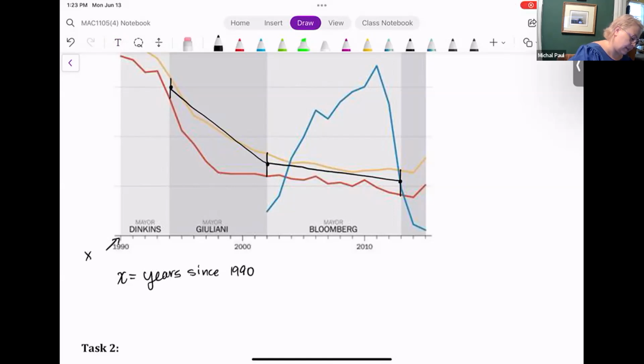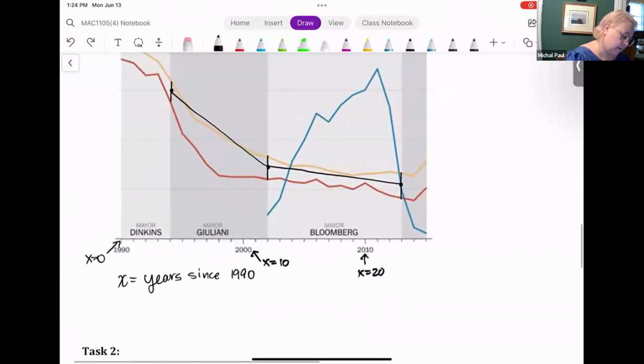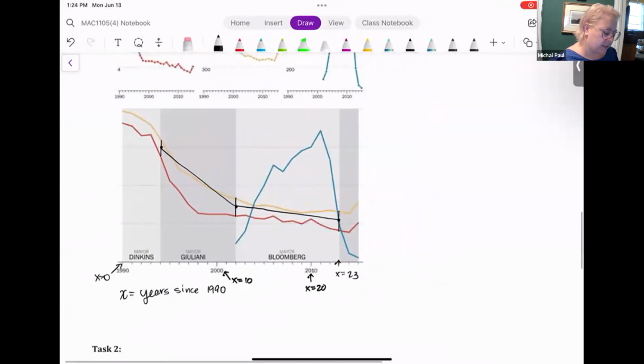That would make this x equals 0 at 1990, and then we would have 1, 2, 3, 4, 5, 6, 7, 8, 9, 10. X equals 10 would be at the year 2000. This is x equals 20. This would be your x equals 21, 2, 3, 4, 5. But we'll go back a little bit. All right, so that's one way that you can do this.